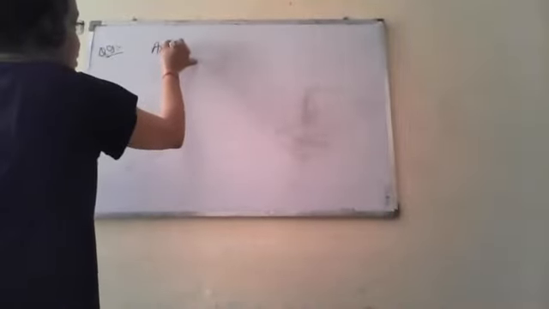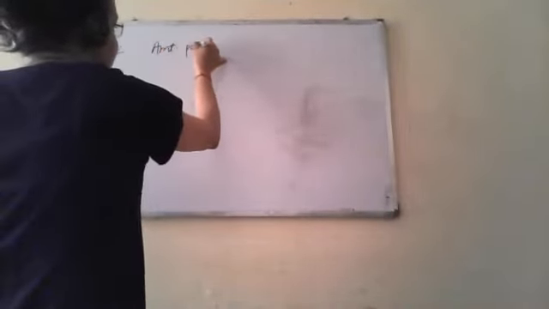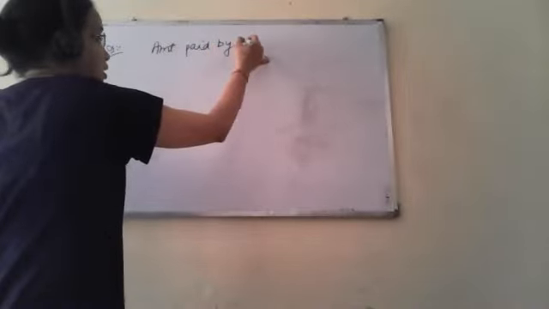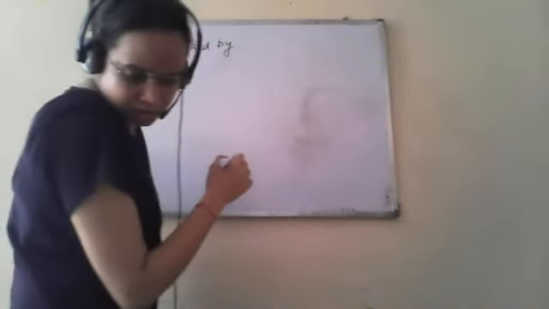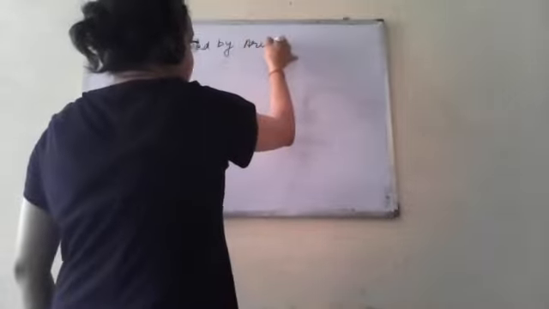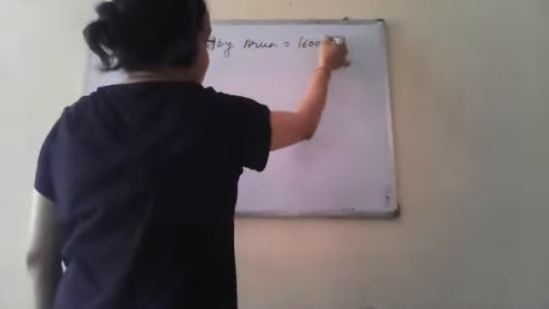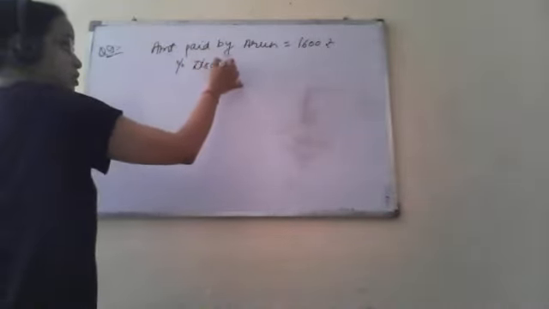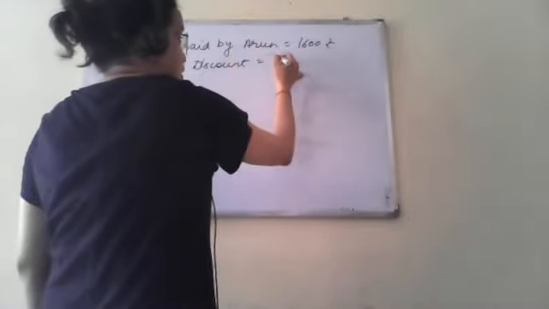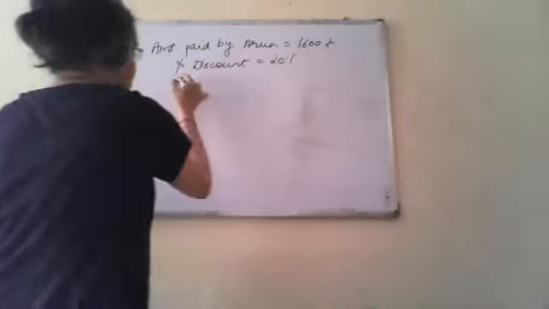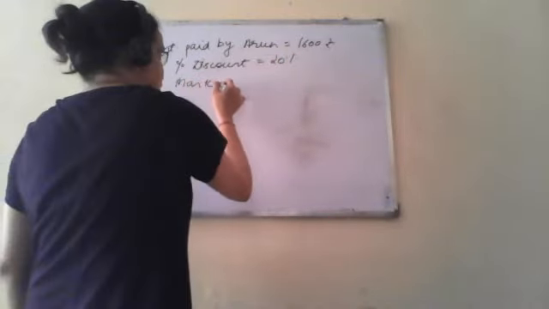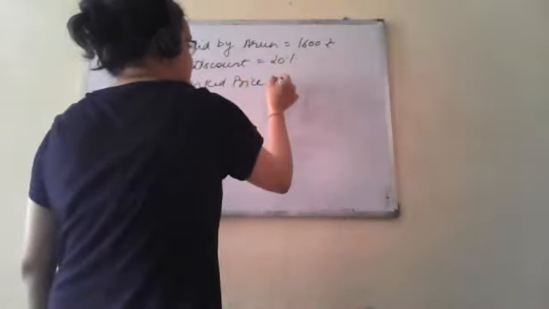So the amount paid by Arun, the amount he paid, is rupees 1600. The percent discount was 20%. So we have to find the mark price.